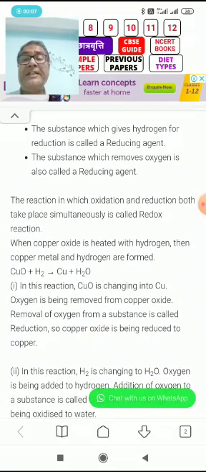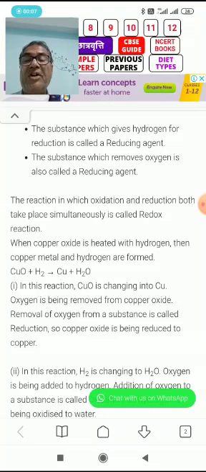Here you see in example, CuO plus H2 gives Cu plus H2O. In this reaction, copper oxide forms copper by losing oxygen, so copper oxide is reduced into copper. Copper oxide is reduced, so copper oxide is oxidizing agent. Hydrogen gains oxygen to form water, so here hydrogen is oxidized, so hydrogen is a reducing agent.